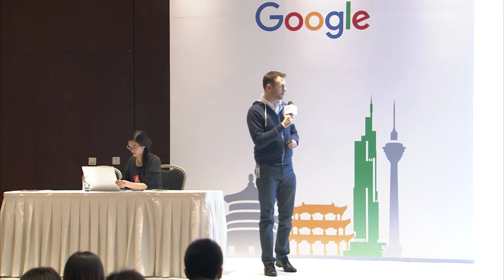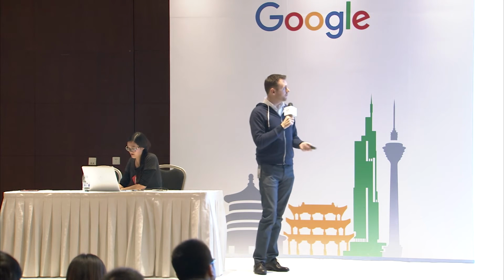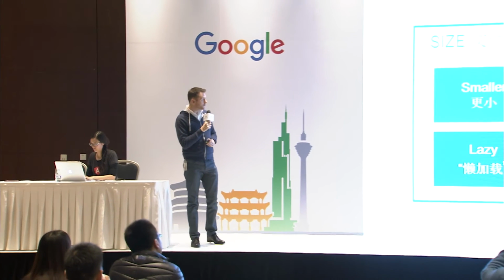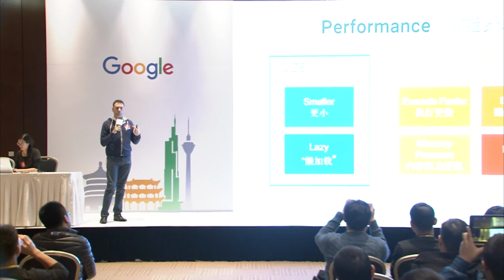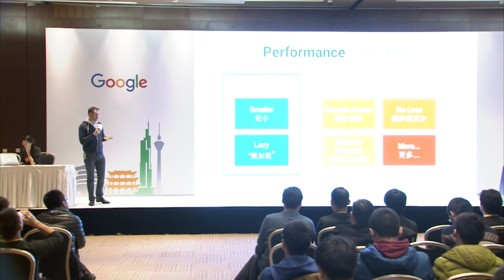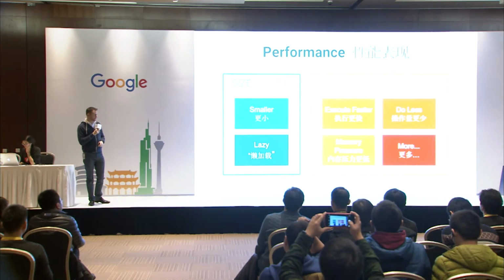But how do we think about performance? We actually have a few different ways of looking at this. The first is size. How do we make smaller bundles, and how do we use lazy loading to load them as late as possible? And then on the speed side of things, how do we execute our programs faster? How do we do less, so run less code? How do we reduce the amount of memory we take advantage of?